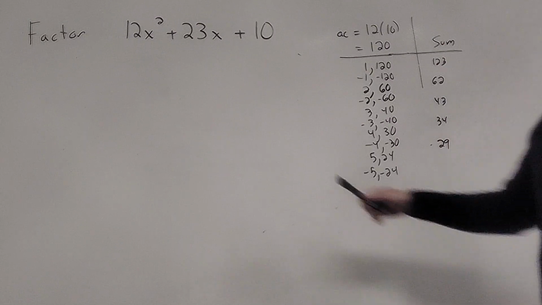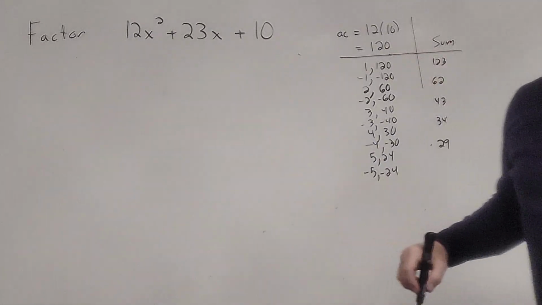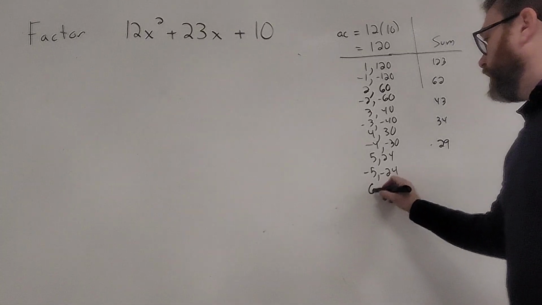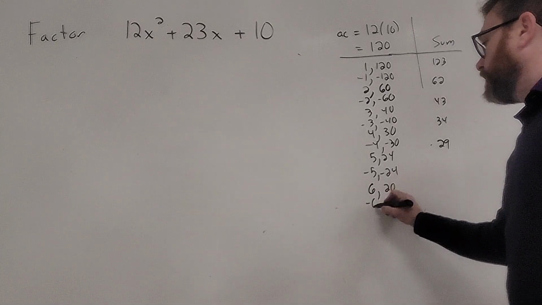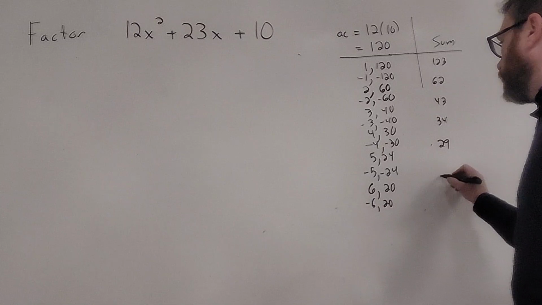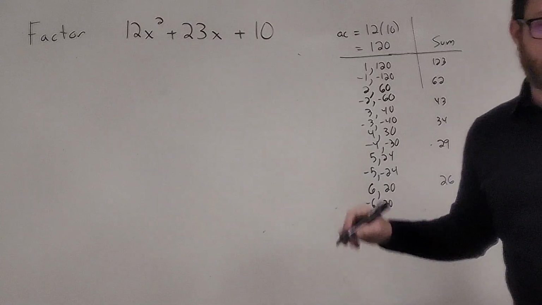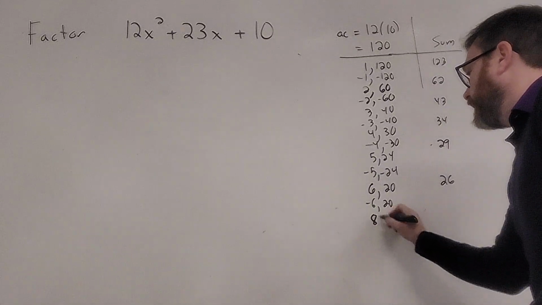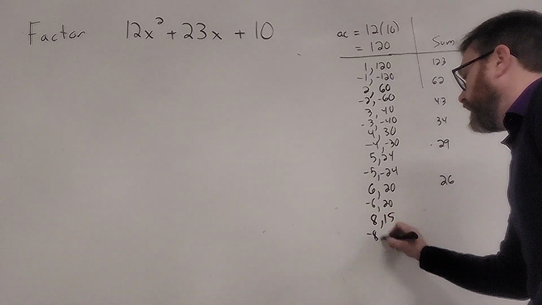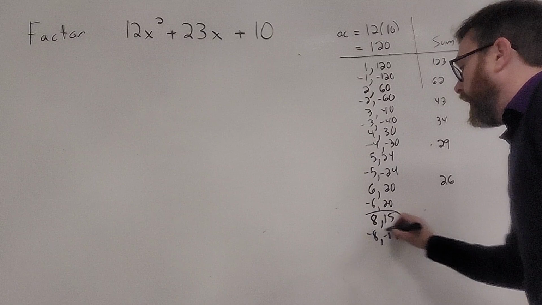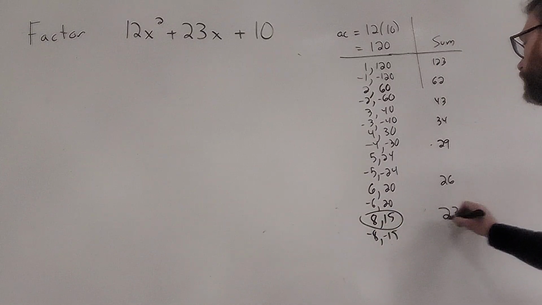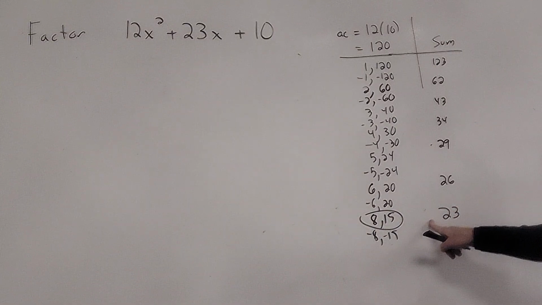We're getting better. I'm trying to find a positive 23 here. So 6 and 20, negative 6, negative 20, but 6 and 20 is 26. So we're getting closer. Actually, looks like we might hit it next time. So I have 8 and 15, and then negative 8, negative 15. But it's the positive one that's going to yield that positive 23, which is what we're looking for.